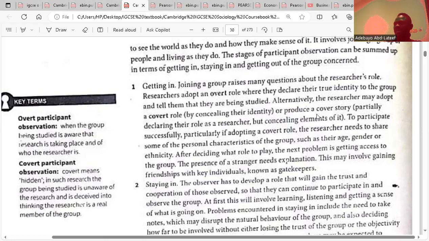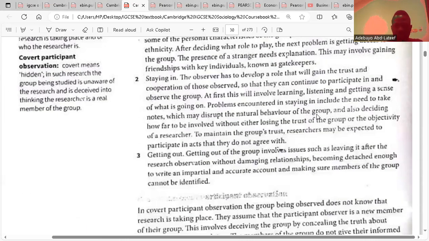So staying in needs you to gain the trust of other members. And that's the only reason that they will participate or be in that group. If not, they won't participate. So staying in is all about gaining the trust. Is it clear? Then that takes us to getting out.